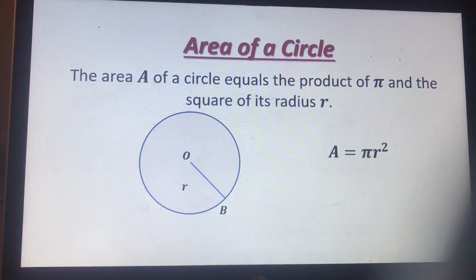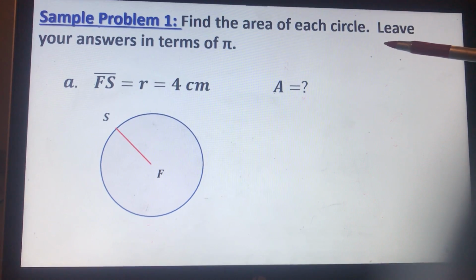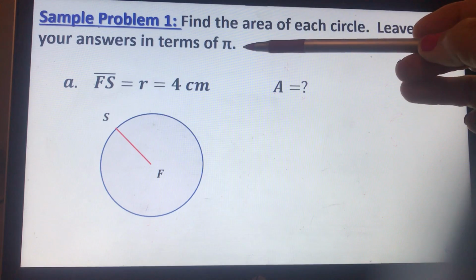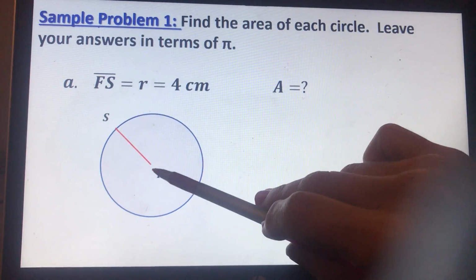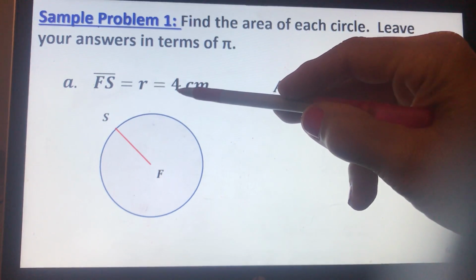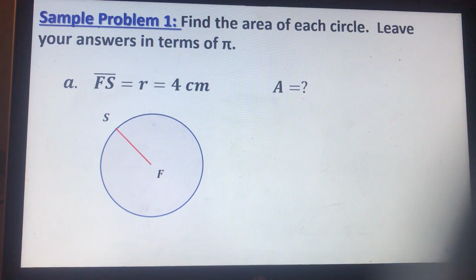Now let's move on to some examples, and let's begin with sample problem number 1. Here we need to find the area of the circle, and we need to leave our answer in terms of pi. That means we're not going to substitute pi with 3.1415. In this case, the radius is equal to 4 centimeters. So we have to find the area of the circle.